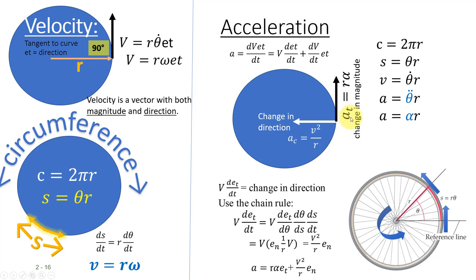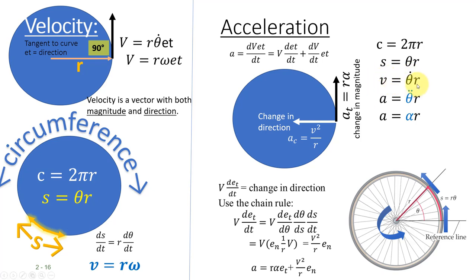The other piece of acceleration is alpha. So this is looking at the change in magnitude, so how fast velocity is changing with time. And remember, velocity is equal to r times how that angle is changing in time. Do you see this dot above it? That is shorthand for derivative with respect to time, if you haven't seen that before.